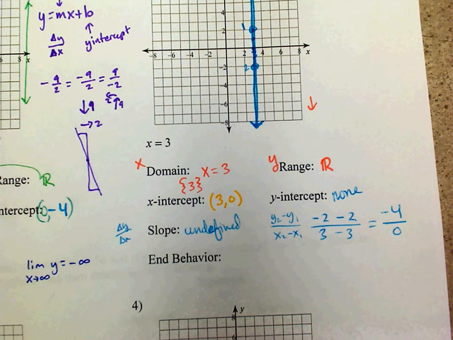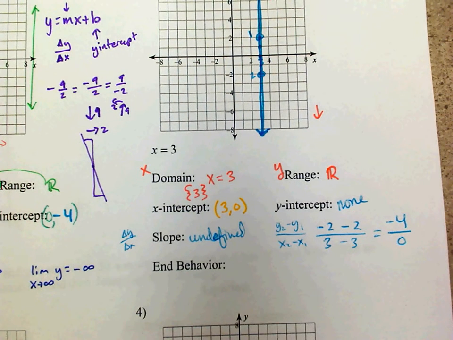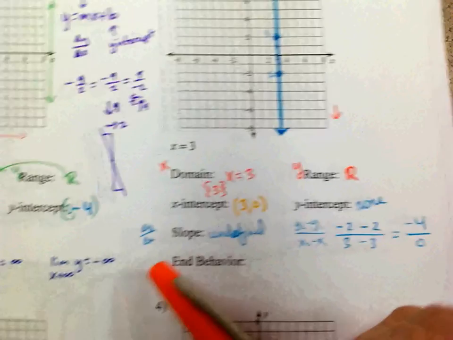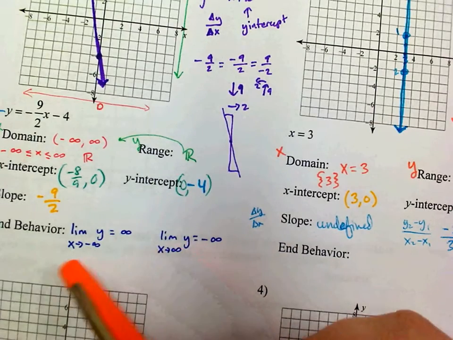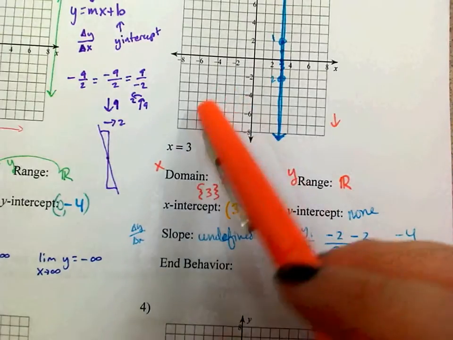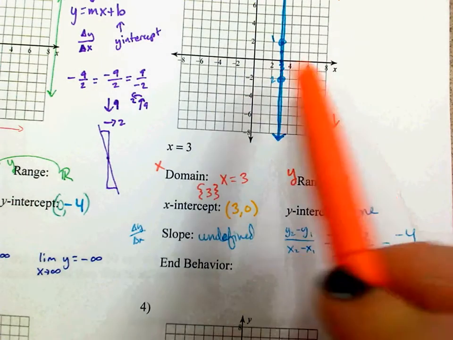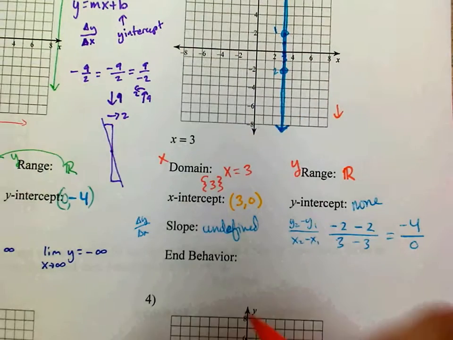Okay, end behavior? Well, end behavior has to do with as you approach infinities. So as x approaches infinity, as x approaches negative infinity. And this doesn't do that. X doesn't approach positive infinity, x doesn't approach negative infinity. So there is no end behavior. None.